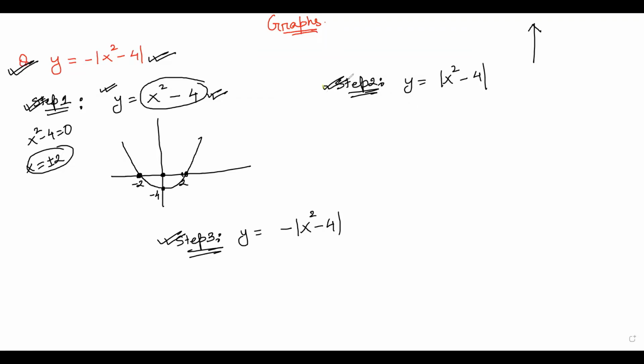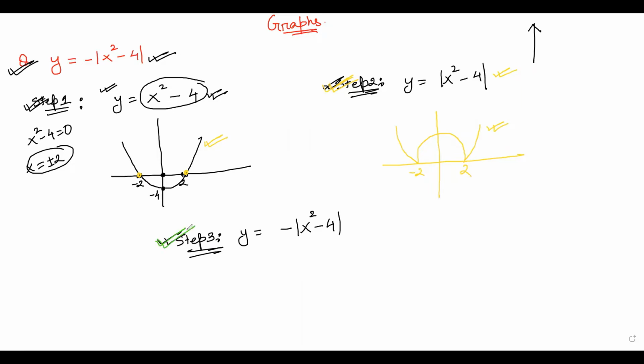Now, let us plot the graph for y equal to mod of x square minus 4. Since this graph represents the graph for y equal to x square minus 4, and from x equal to minus 2 to plus 2 we have some negative values of y, due to this mod sign in step 2, all the negative values of y will become positive. So the graph of y equal to mod of x square minus 4 would be something like this. That is, all the negative values have now become positive because of this modulus sign.